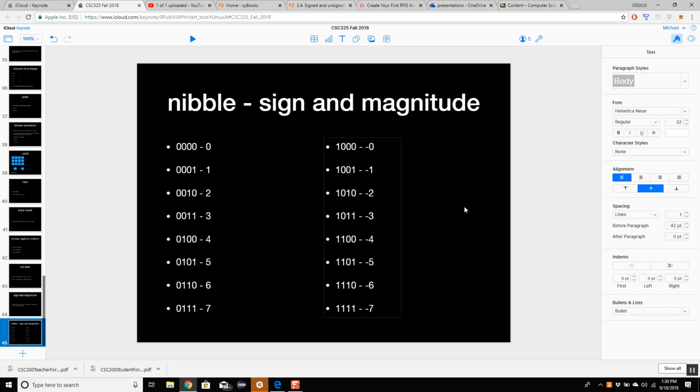What inefficiency exists with this guy? Go ahead. Can't go higher than 7, or you keep it 0. Okay, so the can't go higher than 7, that really isn't the sign and magnitude thing. That's just the size that we picked, the 4-bit version of this. But the bigger issue here is that we have 2 representations of 0.